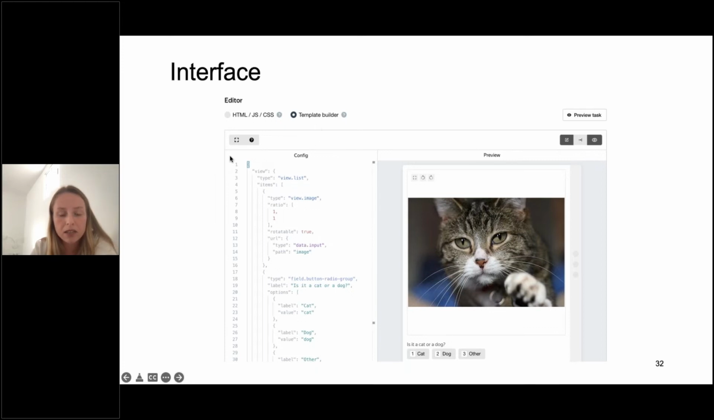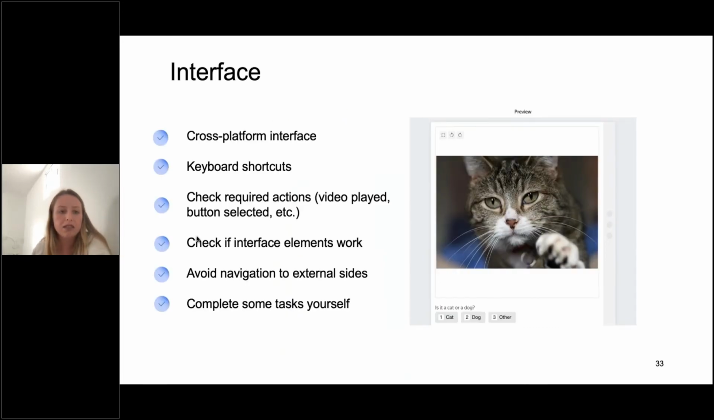We have an alternative to HTML, JS, and CSS, which is called Template Builder. You can see an example of Template Builder set up here. It is basically a JSON style format with some predefined JSON containers that you could use to build interfaces. And regarding the tips with the interfaces, you should always focus on the fact that if your interface will be used on different platforms, you actually should design it to be cross-platform.